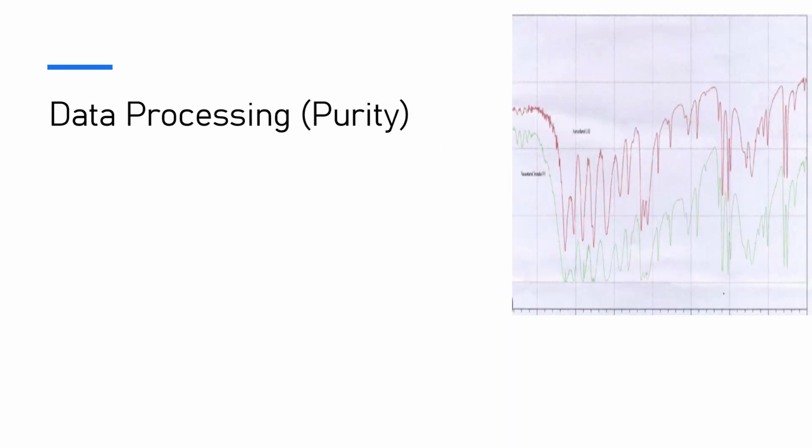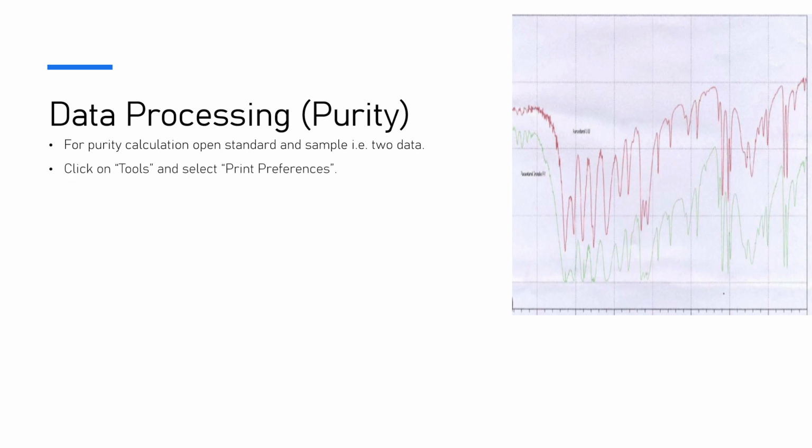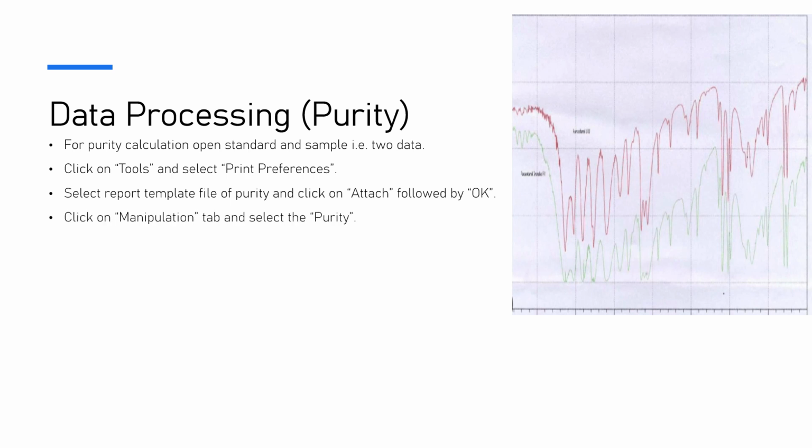Now here we will discuss the data processing for purity calculation. For purity calculation, open the standard and sample, that is, two data you need to select. Then click on tools and select the print preferences. There will be the option to select the report template file of purity; click on attach followed by the OK. Then click on the manipulation tab and select the purity option.